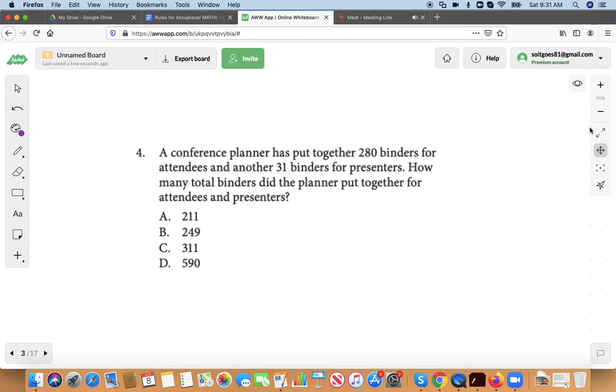Okay. What are we solving for here, Keisha? How many binders are put together for the attendees and presenters together? Absolutely. How many total binders for attendees and presenters? And the thing you're solving for is almost always in the last sentence of the question. Okay, so you got to really understand that. This is pretty easy.